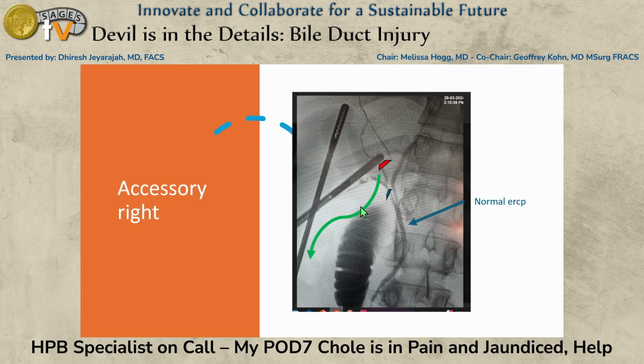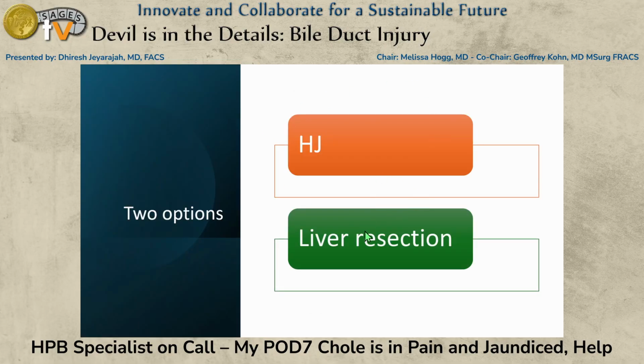So these are the people that chill with a drain for a year before they see you. And you've got either HJ or liver resection, depending on how you do it. If you're planning an HJ, I would inject the drain and put a PTC into that accessory duct to make it as easy as possible.